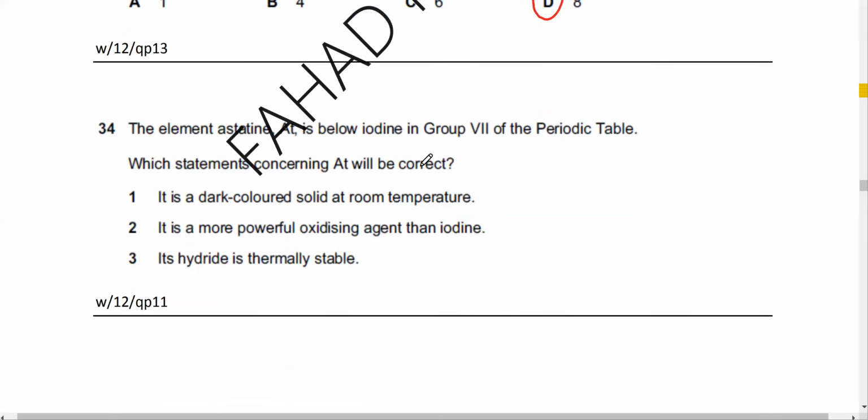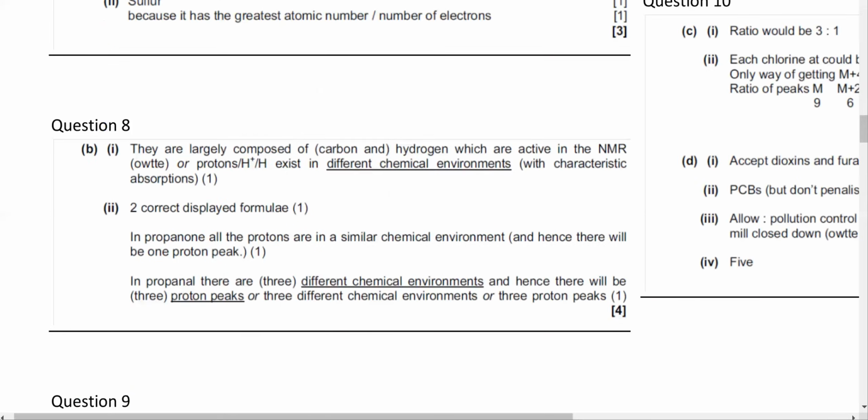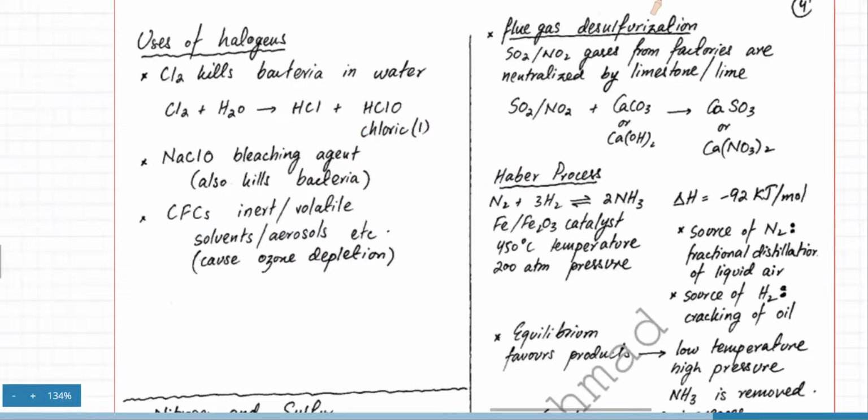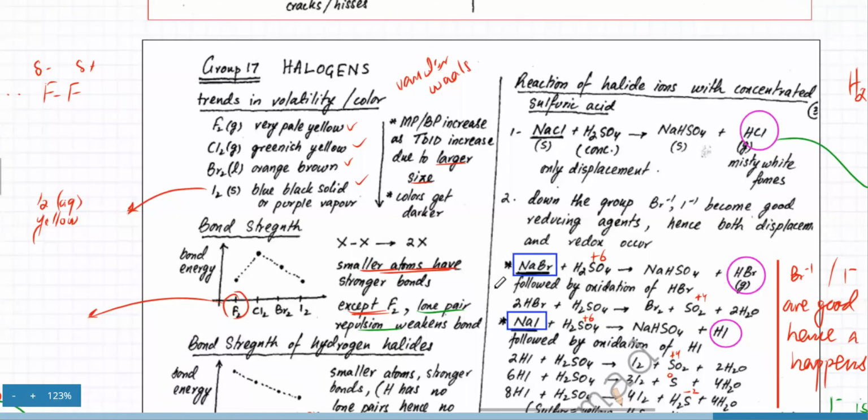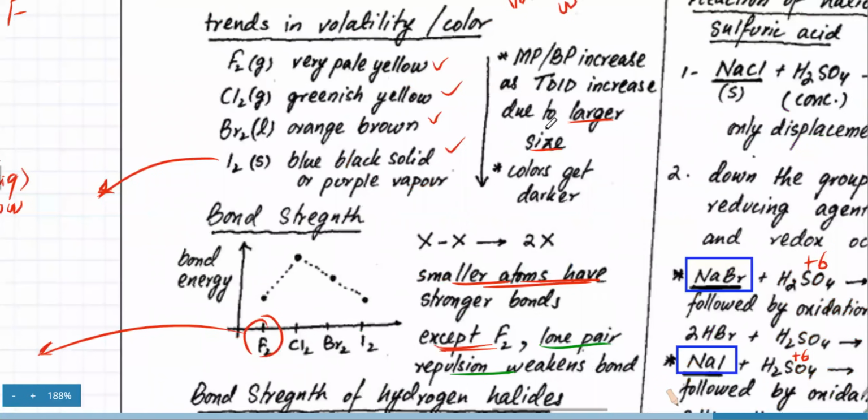The other part is which statement about astatine will be correct? It's right at the bottom of group 7, so it's going to be a dark colored solid at room temperature, because that's exactly what happens to the colors of the compounds. They become darker and darker as you move down the group.